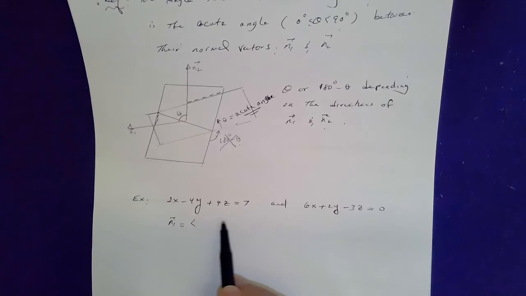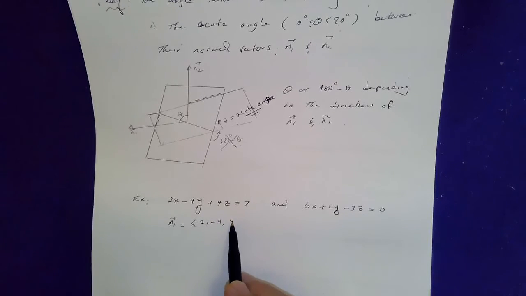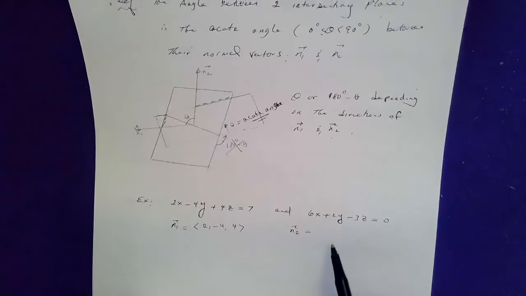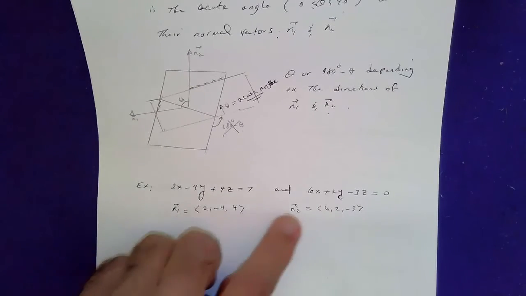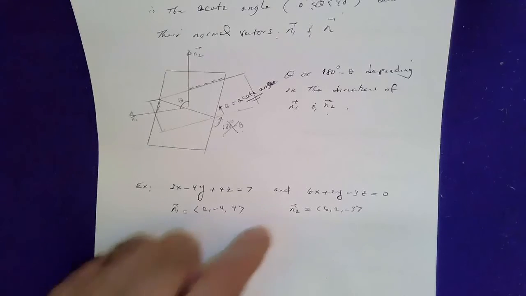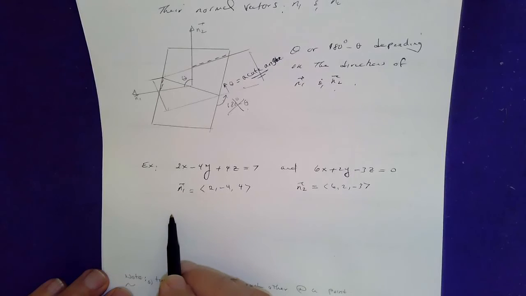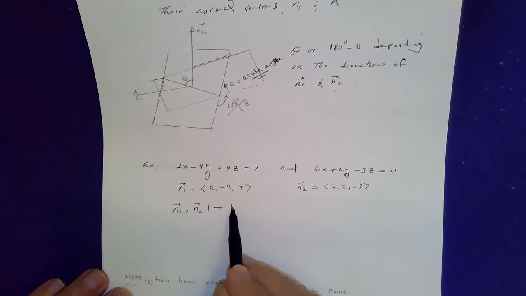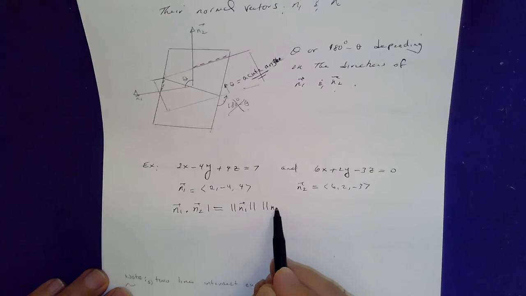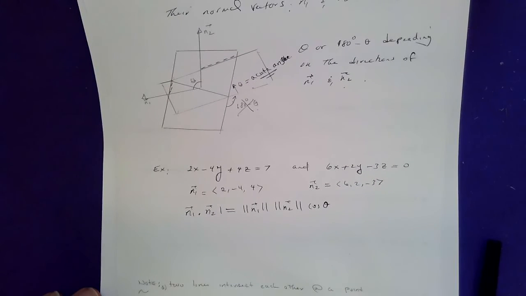Remember the normal vector for this plane: the components of the normal are the coefficients of x and y and z. So this is 2, -4, 4. And the normal vector for this plane is 6, 2, -3. So how do you go about finding the angle between two vectors? In this case, the vectors happen to be the normal vectors to the planes. Remember the formula: N1 dotted with N2 equals the magnitude of N1 times the magnitude of N2 times the cosine of the angle between N1 and N2.